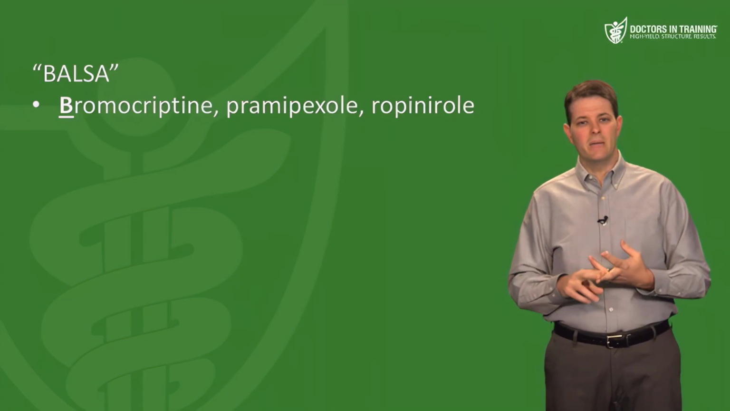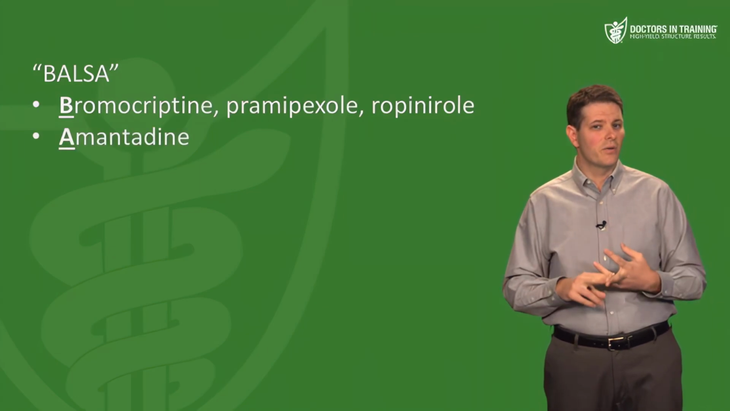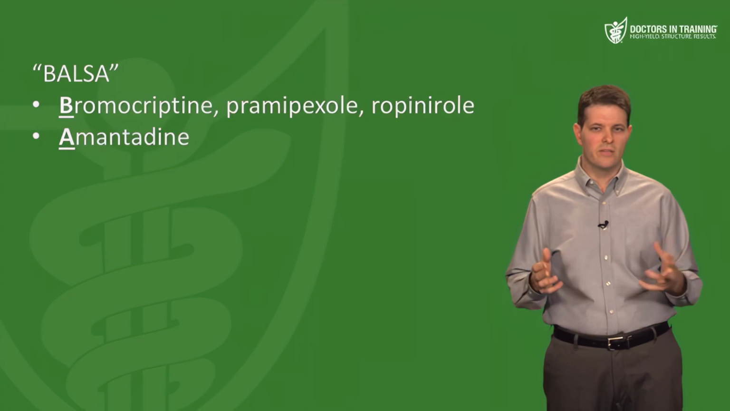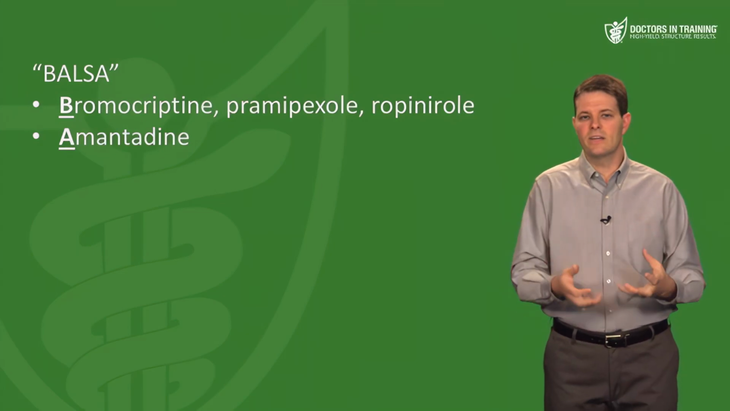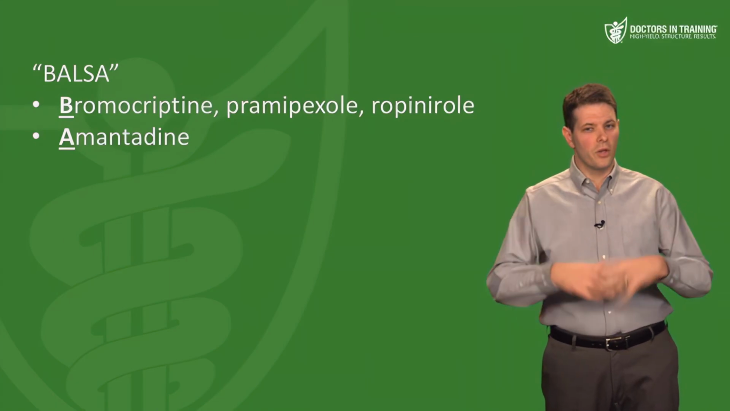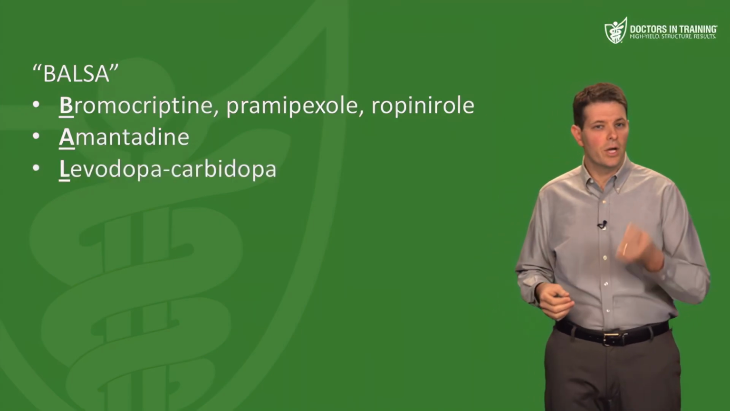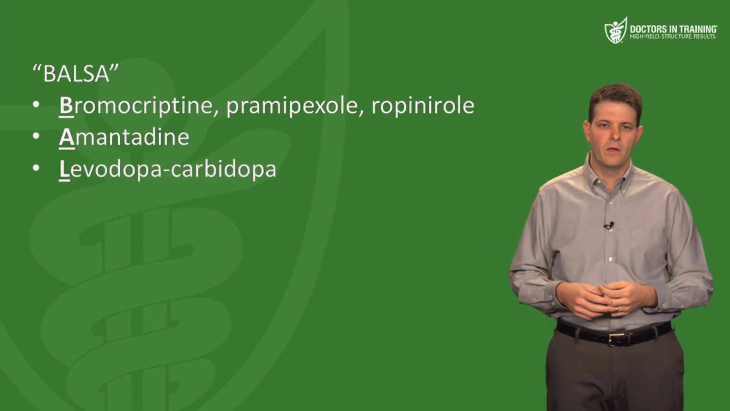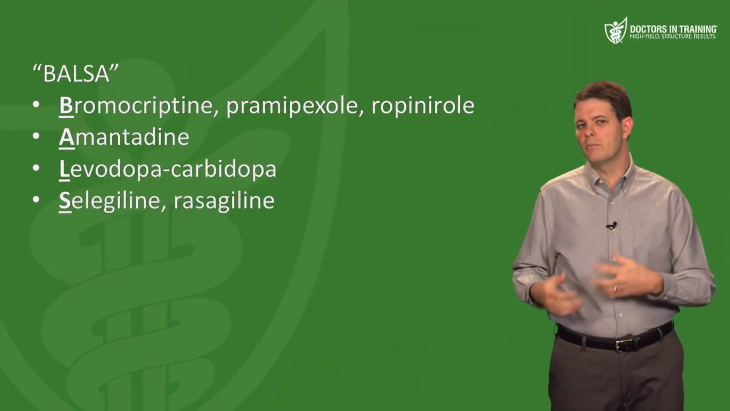Then the first A in BALSA is amantadine, which is a drug that used to be used as an antiviral to treat influenza, but most strains of influenza are resistant to amantadine these days. But amantadine helps to increase dopamine release, and it also helps to decrease dopamine reuptake, so the dopamine stays around longer. Then the L in BALSA is for levodopa and carbidopa, which we already talked about. The S is for selegiline and other drugs that inhibit dopamine breakdown.